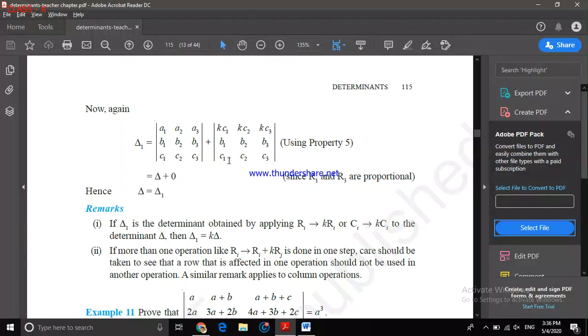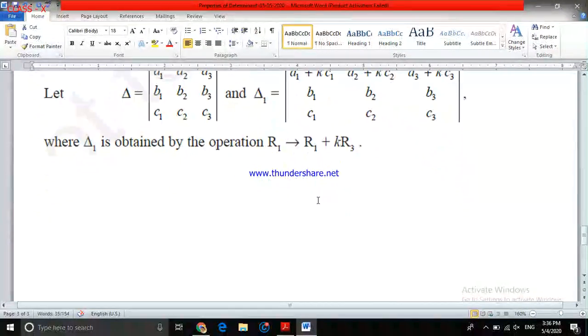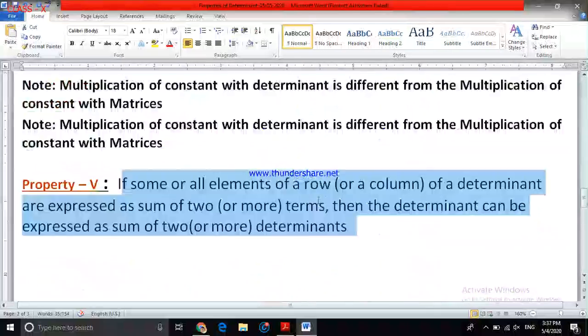So both the rows are equal, and by one of the properties, the third property, if two rows are equal, then the determinant has to be 0. So the determinant of this second matrix is 0. And the first one is the same as lambda only. That's why both the determinants remain the same. So these are the 6 properties of determinants which you need to understand.